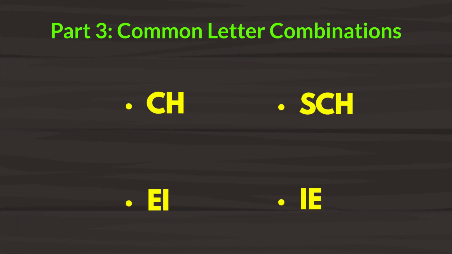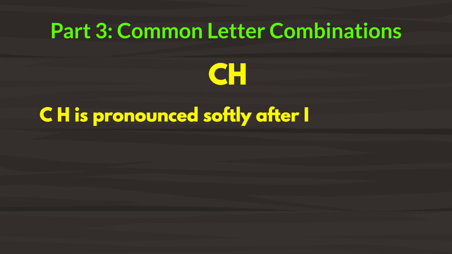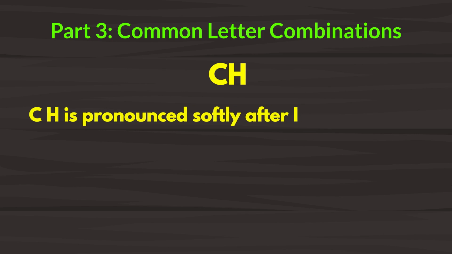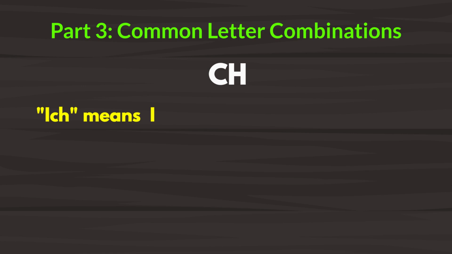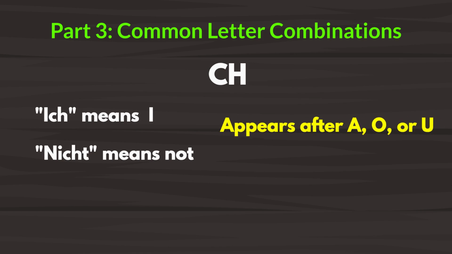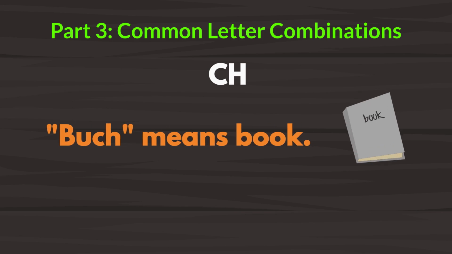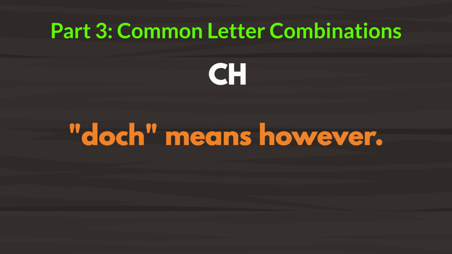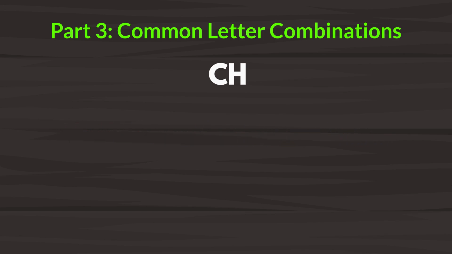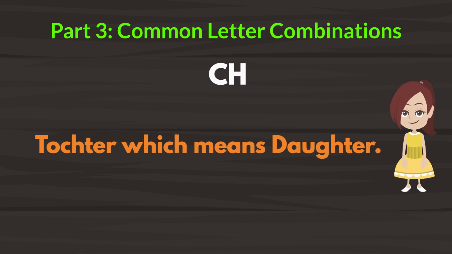Some German letter pairs create unique sounds. These combinations appear often, so let's practice them. CH is pronounced softly after I. For example, ich means I. Another example would be nicht, which means not. But when it appears after A, O, or U, it becomes a harsher sound. For example, Buch means book, and doch means however. More examples would be Tochter, which means daughter.